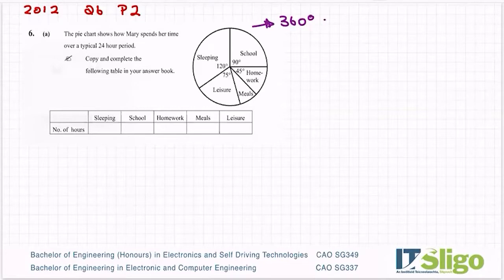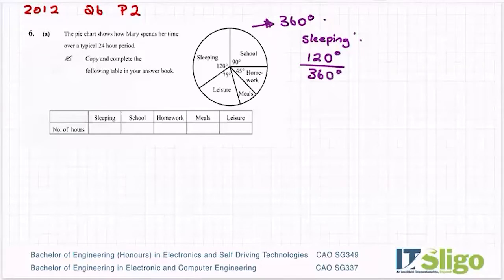Okay, so if I pick sleeping in this case, I see that the angle for sleeping is 120 degrees. So I ask myself, what fraction of the pie chart is that, or the full pie is that? So that's why I have it over 360 degrees. And it's the same fraction of the 24-hour period that I'd like to get. So this works out to 12, 24, 36, a third. So I'd like to get a third of the 24 hours. Okay, so I get 8 hours for that. So the number 8 goes down here.